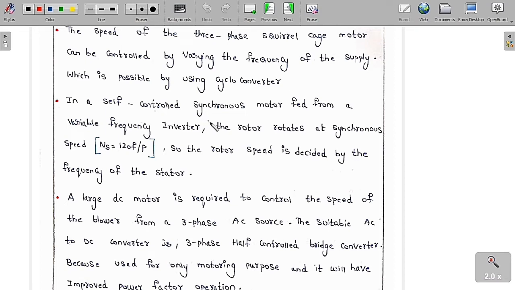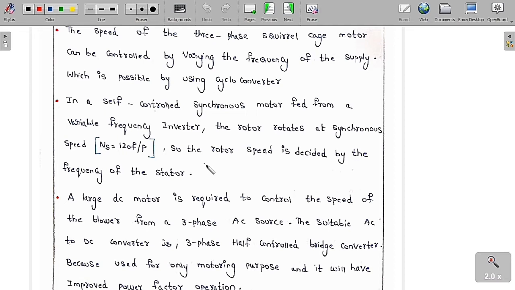In a self-controlled synchronous motor fed from a variable frequency inverter, the rotor rotates at synchronous speed, which is Ns equal to 120f by P. So the rotor speed is decided by the frequency of the stator.